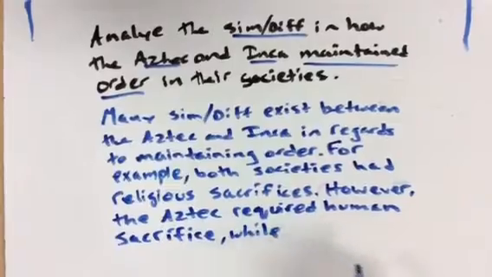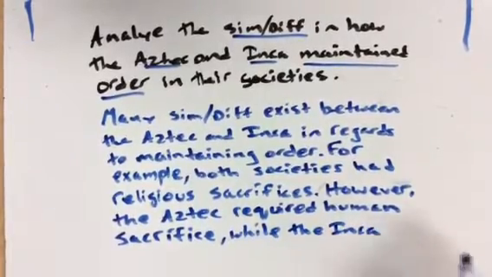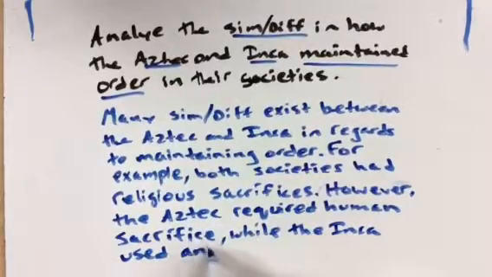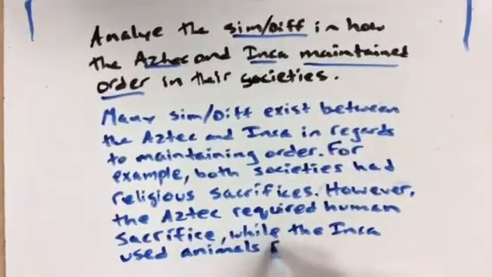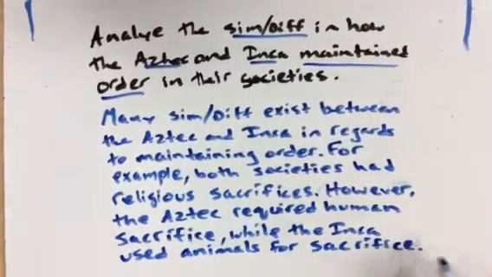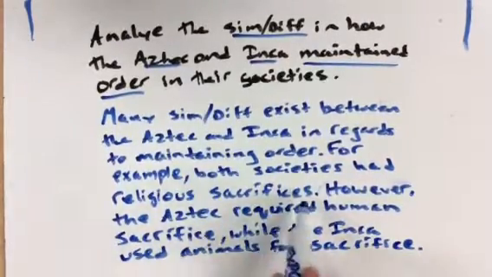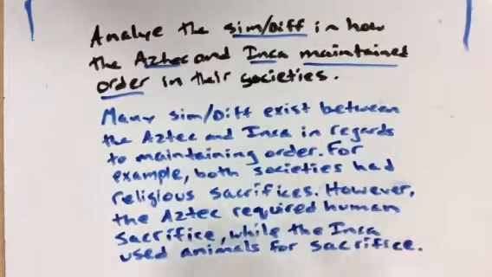While the Inca used animals for sacrifice. So there's a difference. You have religion, sacrifices and maintaining order. However, the Aztec required human sacrifice while the Inca used animals for sacrifice. So that you have your similarity and your difference.